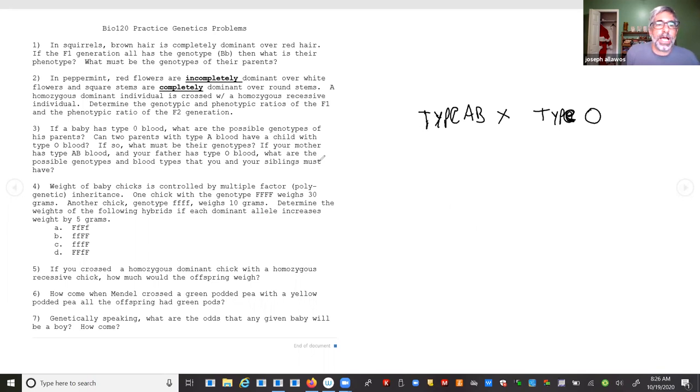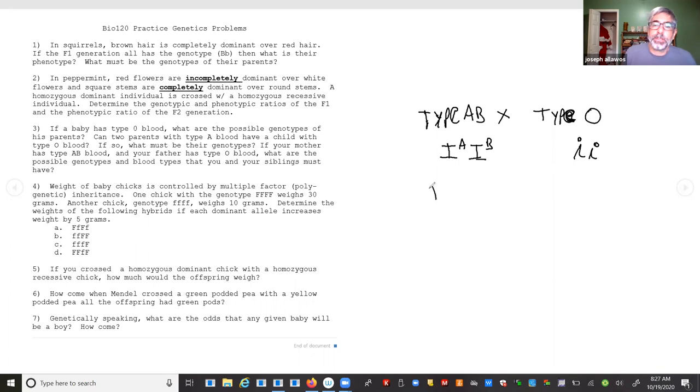What are the genotypes and blood types that you and your siblings must have? So we're crossing a type AB with a type O. Well, do we know the genotype of this parent? We do. It has to be I^A I^B, that's the only way you get type AB. Do we know the genotype of this parent? We do, in fact, no. Has to be type O, okay?